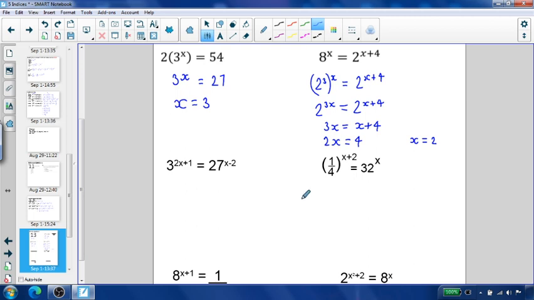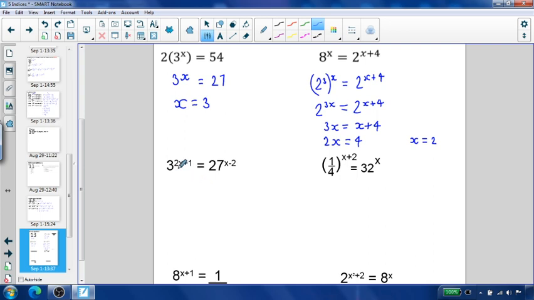If you're unsure of any of these, you can actually check. So if I wanted to check my answer here, I could substitute 2 into this equation above. So 8 squared is 64, and that should be the same as 2 to the power of 2 add 4, which is 2 to the power of 6. Well, 2 to the power of 6 I know is also 64. So both sides equal the same thing.